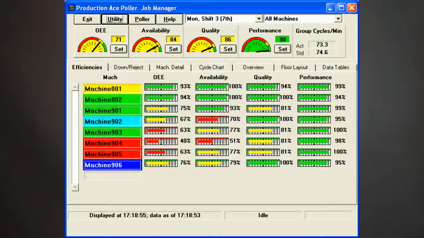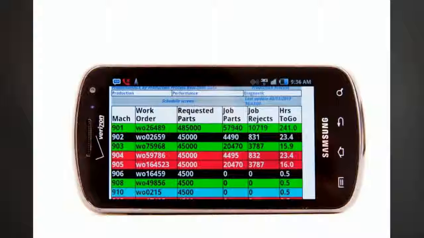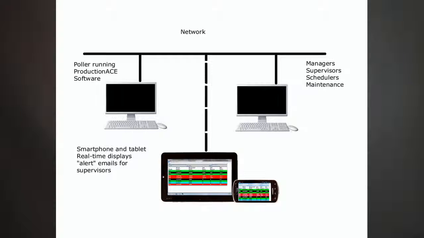An overview of the entire shop floor is available via PC, but also on tablets and smartphones, or any other wireless device. All that is required is a web browser and a connection to the company network for managers to have ready access to the shop floor.